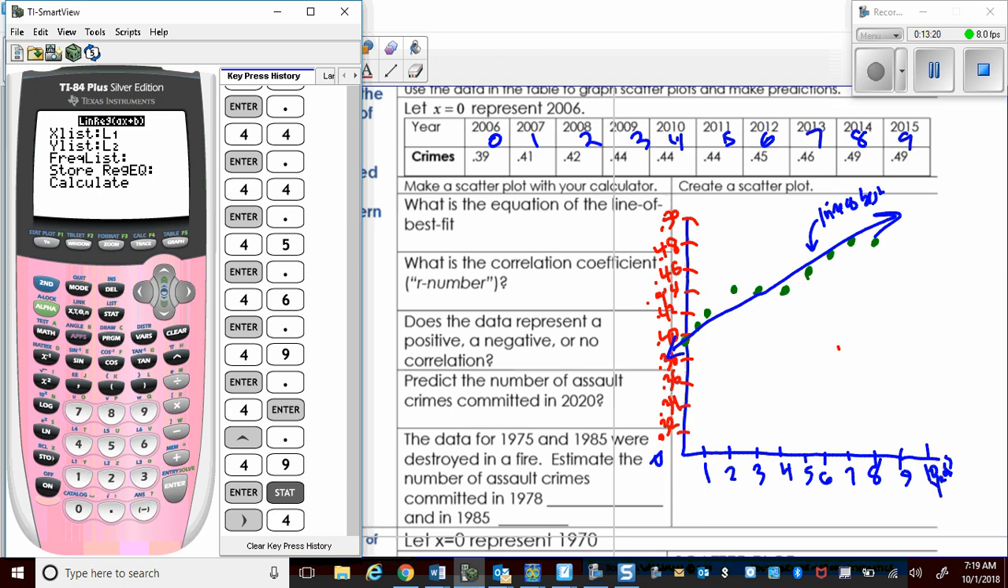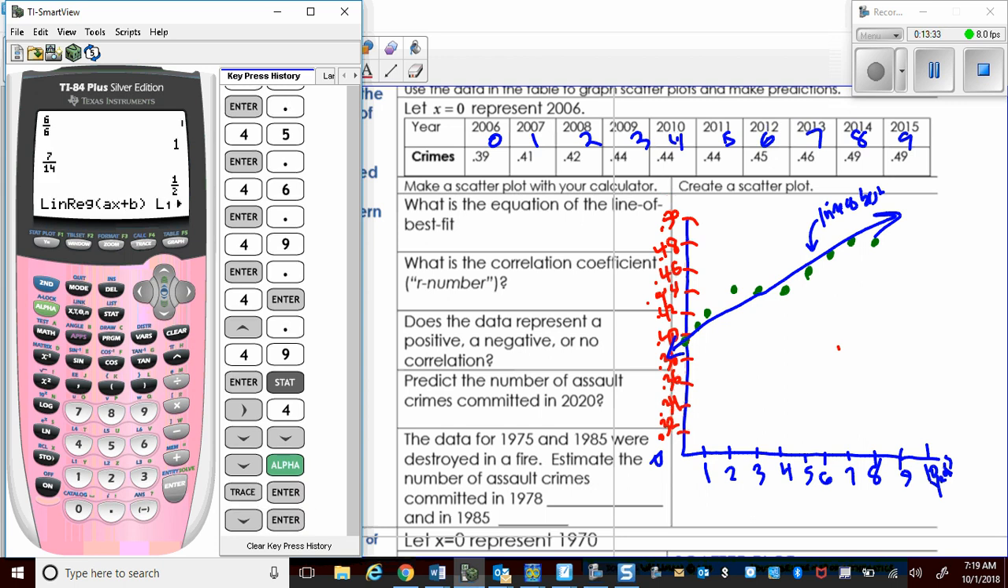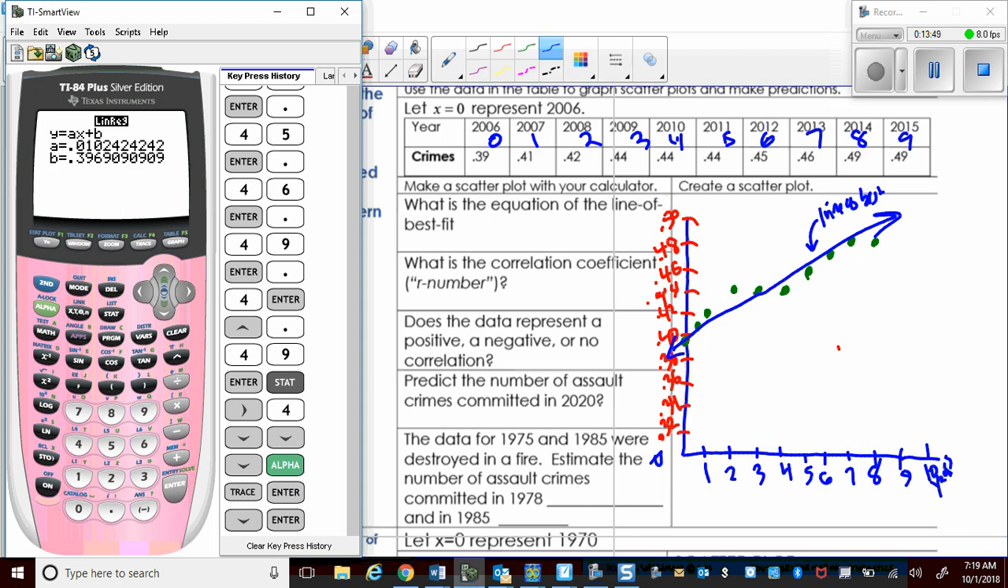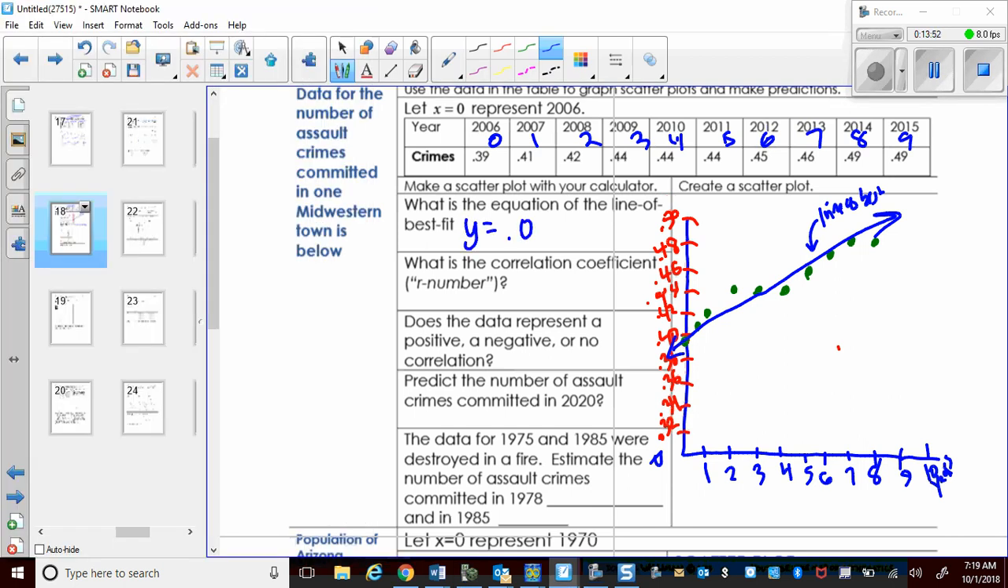I'm going to make sure my X list says list 1. My Y list says list 2. I'm going to go down to store regular equation, press alpha trace, and hit enter for y equals, and go down to calculate and press enter, and I get y equals ax plus b, a equals 0.01. So when I'm writing down this equation, it's going to look like this. The equation is going to be y equals 0.01 times x plus my b, which is 0.39.